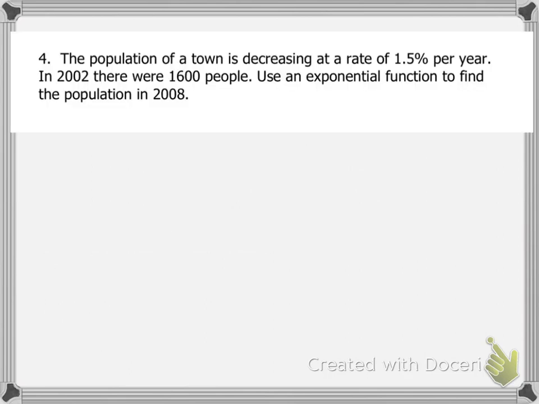Okay? Let's look here. The population of a town is decreasing. See that word right there? Decreasing at a rate of 1.5% per year. So right there, I have my growth rate is 1.5%, so I'll say 0.015. In 2002, there were 1,600 people, so my initial starting point is going to be 1,600. Use an exponential function to find the population in 2008.